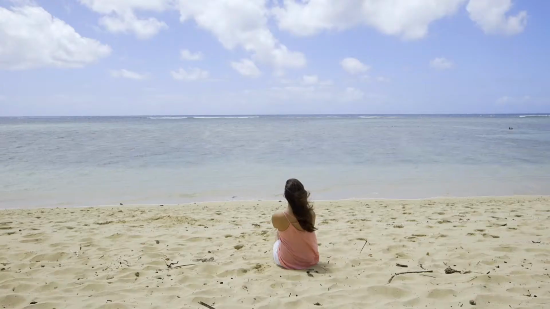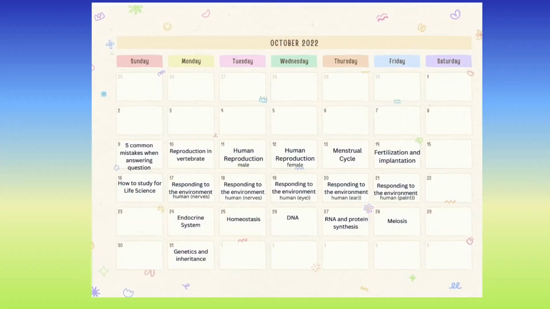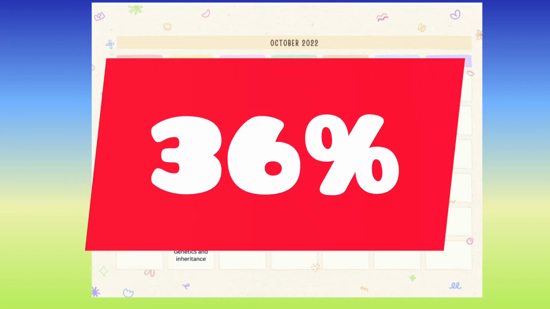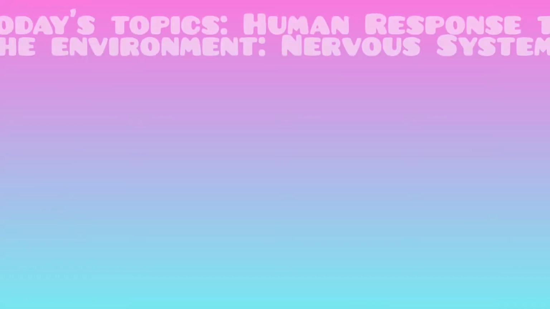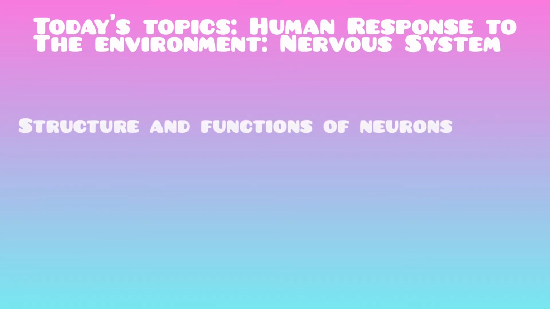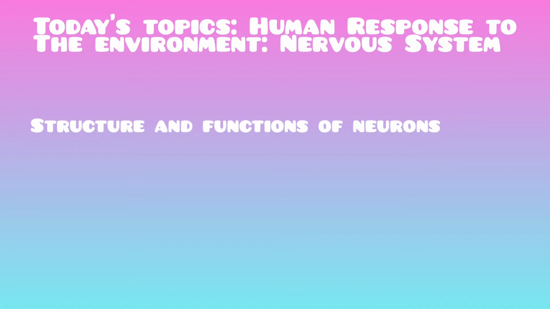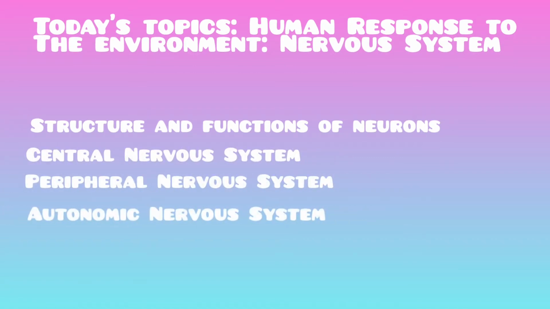Today's video will be video 1 of my human response to the environment section. This section counts 36% of your overall exam, so it is the largest section of your paper 1. Today we'll be looking at the human nervous system. The topics that will be discussed today are the structure and function of neurons, the central nervous system, the peripheral nervous system, the autonomic nervous system, as well as the simple reflex arc.